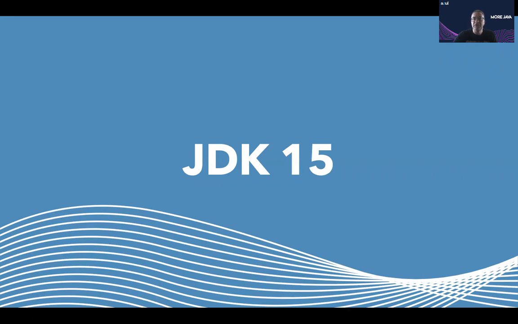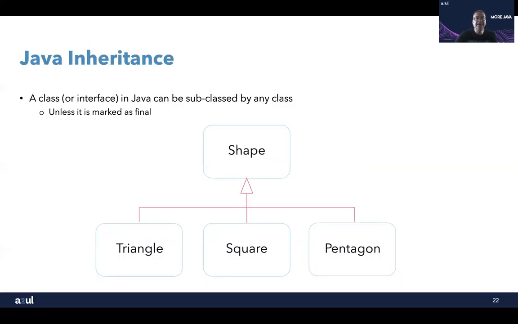JDK 15, moving on another 6 months. Now, Java, as I said, is an object-oriented language. We have the idea of type hierarchies, inheritance. Here I've got a very simple hierarchy. I've got Shape and then 3 subclasses, Triangle, Square, and Pentagon. The problem we have is that we don't have any control over who can inherit from a particular class. If Shape is not final, meaning nobody can inherit from it, then anybody can.